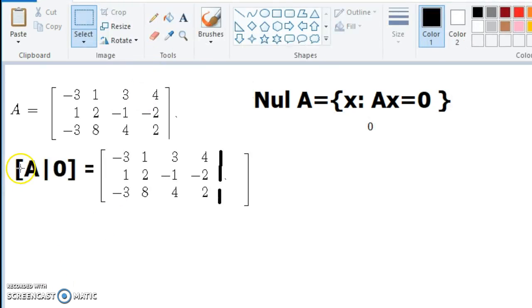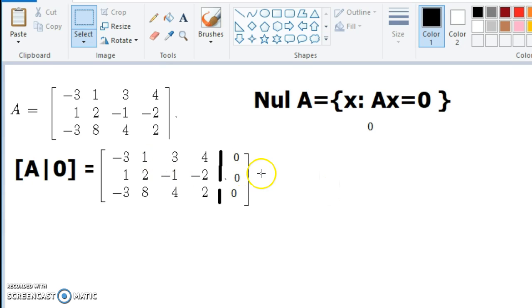Here is what A augment with the 0 vector looks like. It's not just A, the matrix A, but you have to augment 0 there. Okay, so this augmented matrix represents an equation like this, and it's important because then we know about the system of equations. We don't just take rref of this.